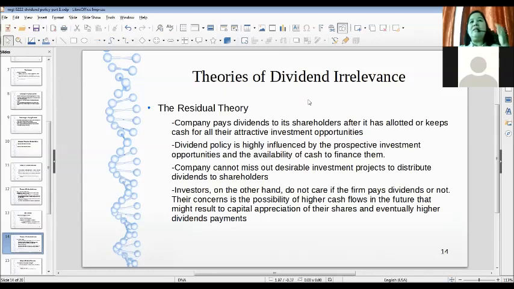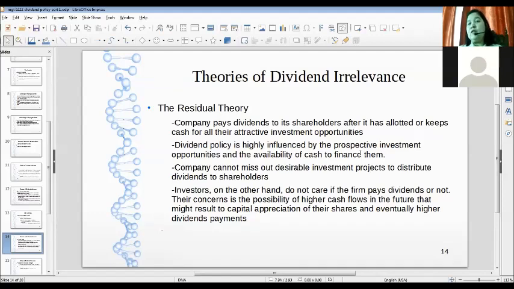Okay. And another theory of dividend irrelevance, okay? The last one is the residual theory. Okay? When we say residual, di ba when we say residue, yung tira-tira. Okay? So ito, it's something like that. Residual theory. Okay. Ano bang ibig sabihin ng residual theory? In residual theory, the company pays dividends to its shareholders after it has allotted or kept cash for other attractive investment opportunities. Okay? So kung ano lang yung natira, yun lang i-declare nila.